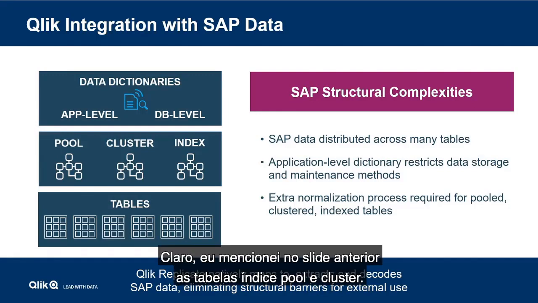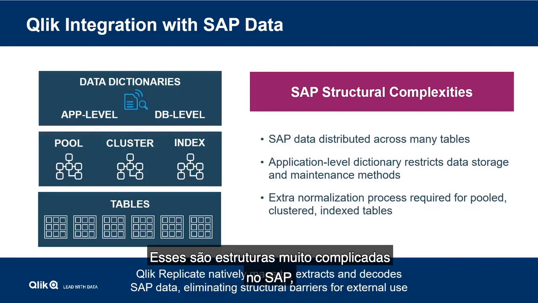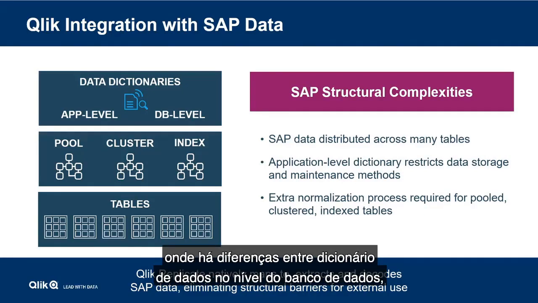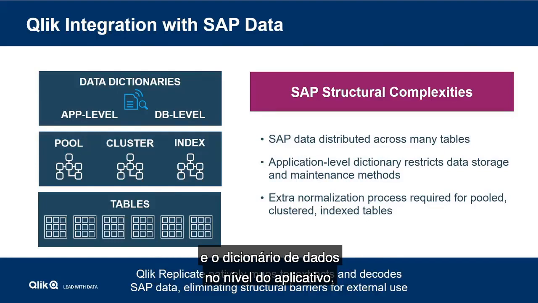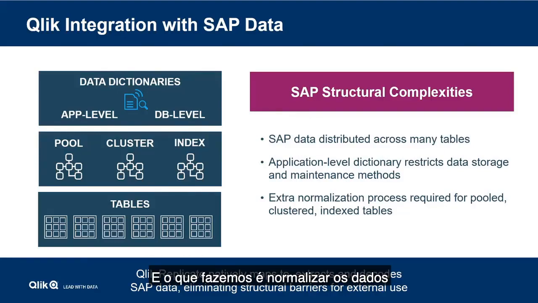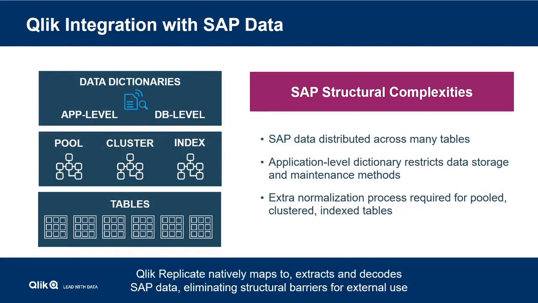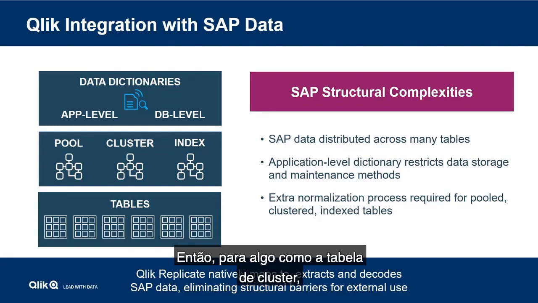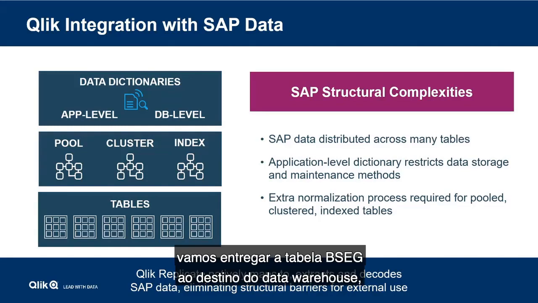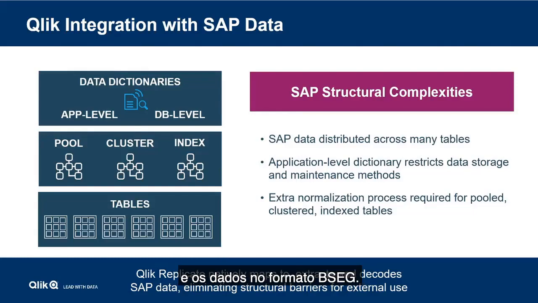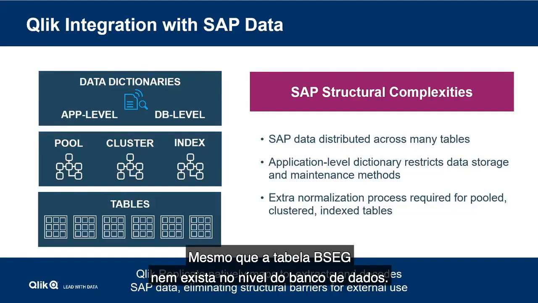Of course, I mentioned in the previous slide, the pool and cluster and index tables. Those are very complicated structures in SAP where there's differences between the data dictionary at the database level and the data dictionary at the application level. And what we do is we normalize the data based on the SAP application dictionary object, and we deliver that to the target. So for something like a cluster table, we'll deliver the BSEG table to the data warehouse target and the data in the BSEG format, even though the BSEG table doesn't even exist at the database level.